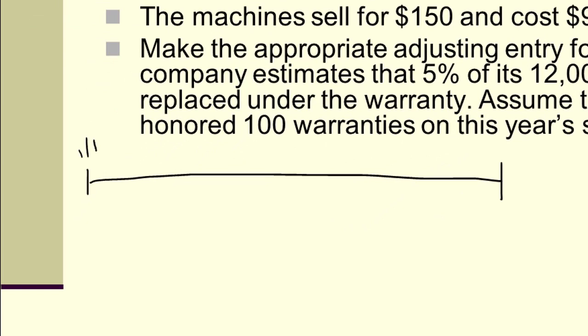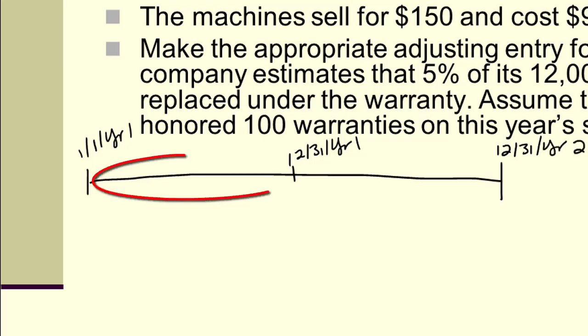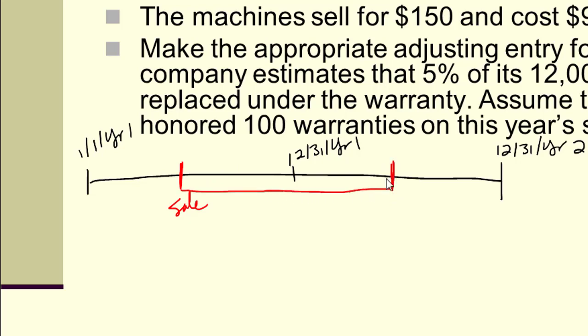So this is 1/1 of year 1, the current year, and here's 12/31 of year 1, and here's 12/31 of year 2. And somewhere in all of this, we sell one of these machines. So this is a sale. So according to the terms of the warranty, I now have to honor this warranty from here when I make the sale until 1 year later.